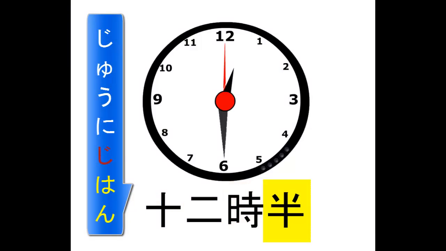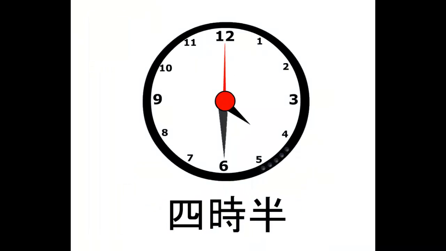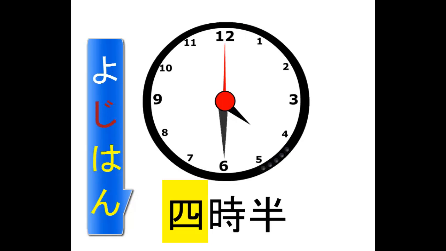12半. 12:30. If you think of it as 12 30, you will be saying it in the same order as Japanese, and that could make it easier. 12半. Let's try another. 4:30. That would be yoji. Remember, you don't say the n in the yon. Yoji han. 4:30.